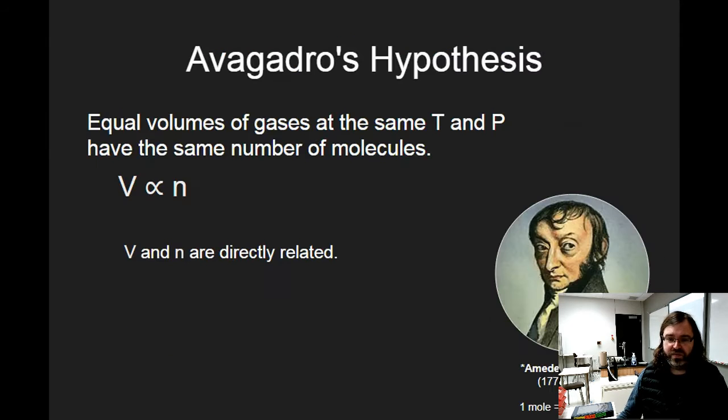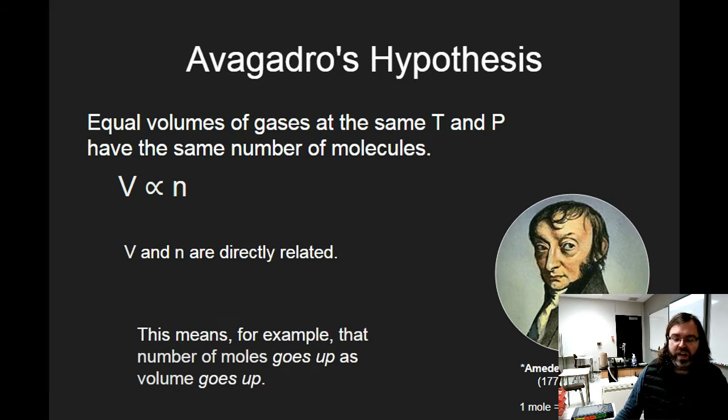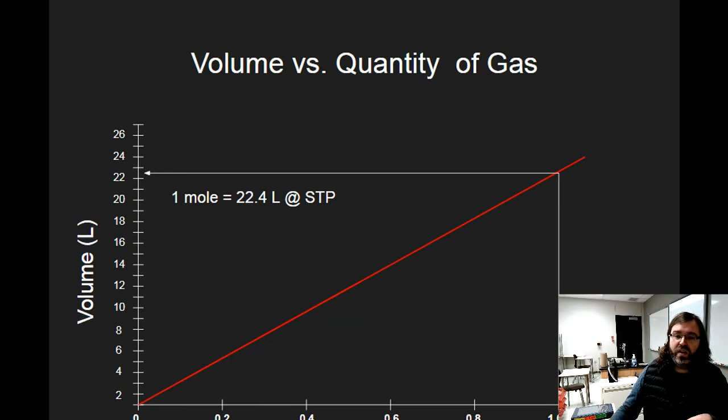Who came up with it? This guy, Amedeo Avogadro. You guys remember him from last chapter? The guy that came up with the mole concept? He's the same guy that came up with this law. If you add more particles, you add more volume. A direct relationship. So as the moles go up, the volume goes up. It gives us a direct relationship, a straight line on a graph.